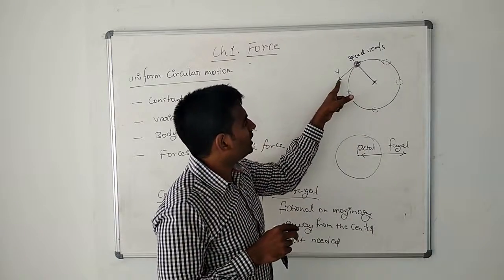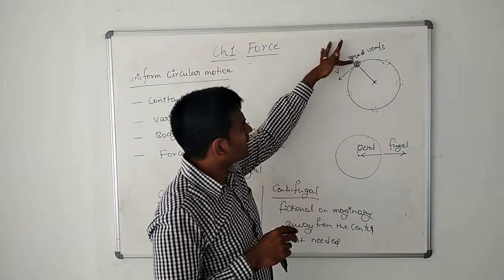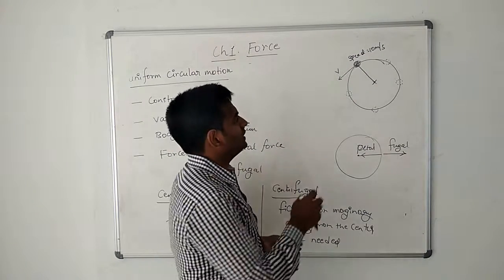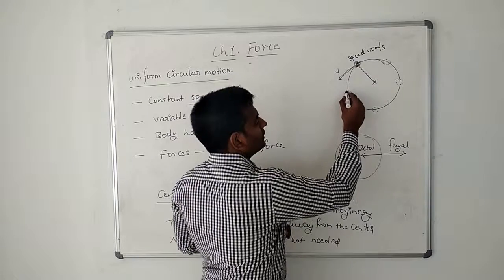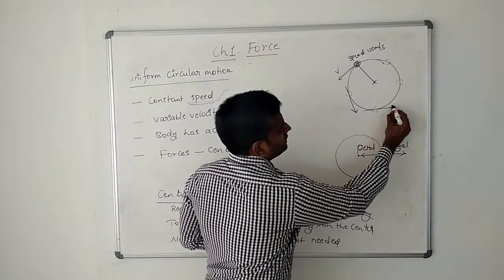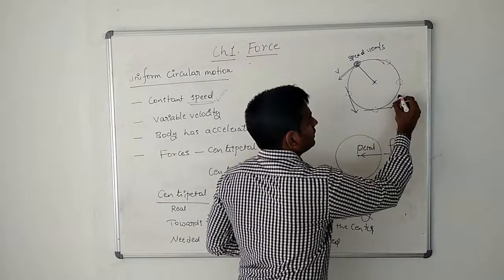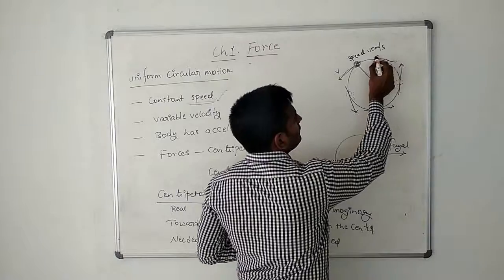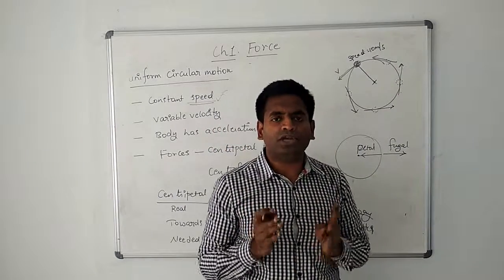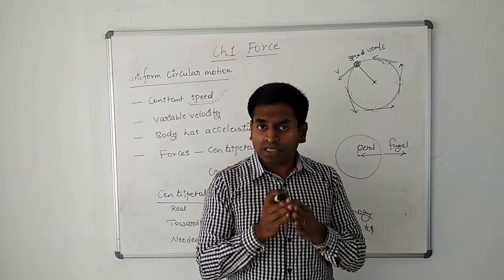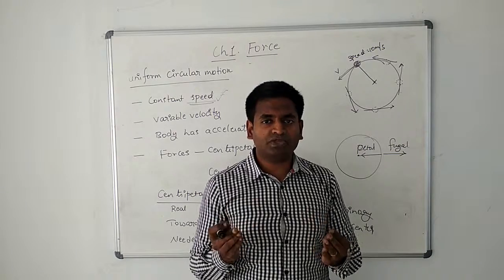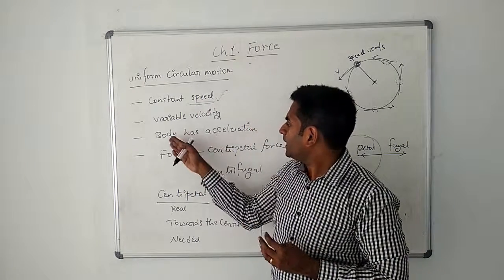If you see here, the velocity of the stone at this point is along the tangent to the circle at that point. So this is the direction of the velocity here. At this point, this is the direction of velocity, and here, and here as well. So the direction of the velocity is changing at every point in the circular motion. That means velocity is not constant. Velocity is changing, but speed is constant. Very important point to note.